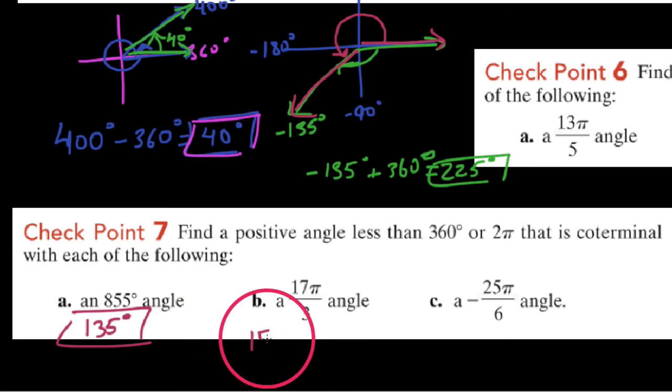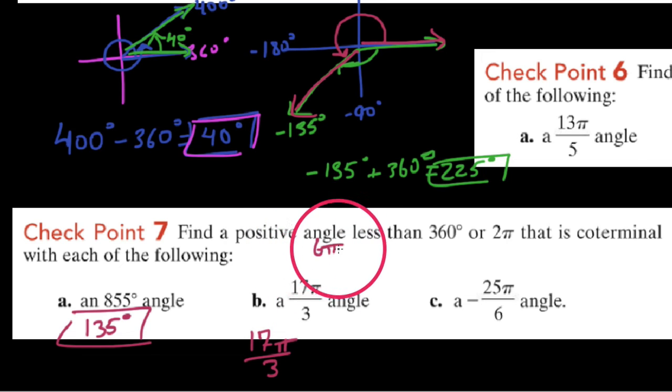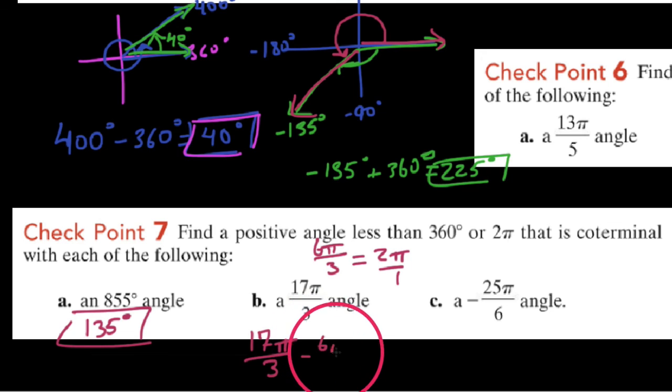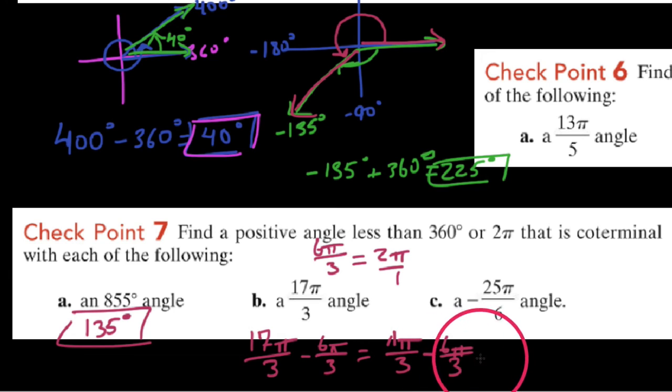Now this 17 pi thirds, keep in mind that if we're dealing with pi thirds, 6 pi thirds is the same thing as 2 pi wholes. So what we're going to be doing is subtracting off 2 pi increments or 6 pi third increments until we get down to something that's less than 2 pi. If I took away 6 pi thirds off my 17 pi thirds here, then I would end up with 11 pi thirds, and that's still greater than 6 pi thirds, which is 2 pi. So we're going to take off another 6 pi thirds here, which would leave us with 5 pi thirds, and 5 pi thirds is less than the 6 pi thirds or the 2 pi that we wanted to keep it less than. So here's our coterminal angle here.